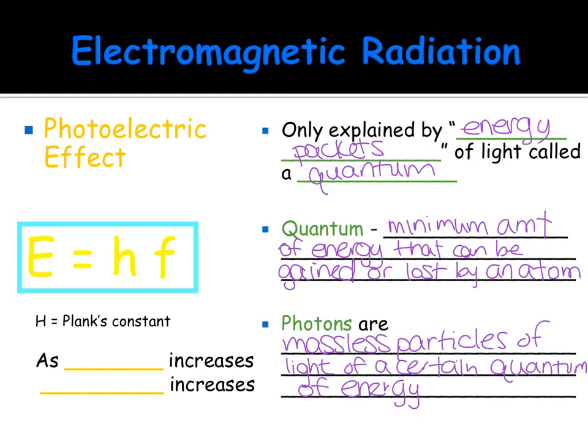Is it always white light? No, not necessarily. It's going to be based on what energy they give off. It's different for every atom. Yes, it's different for every atom.